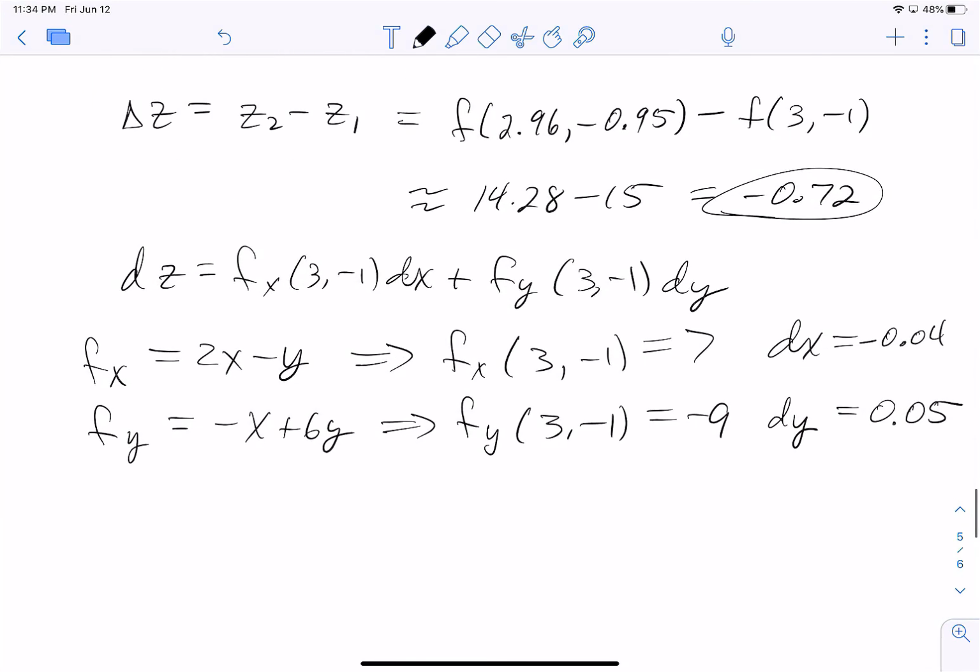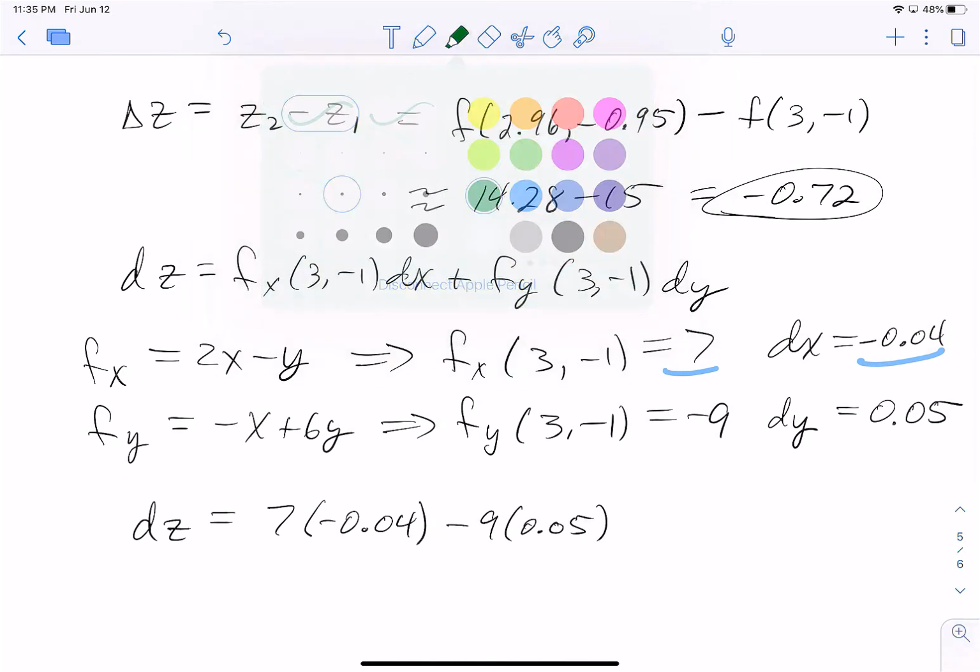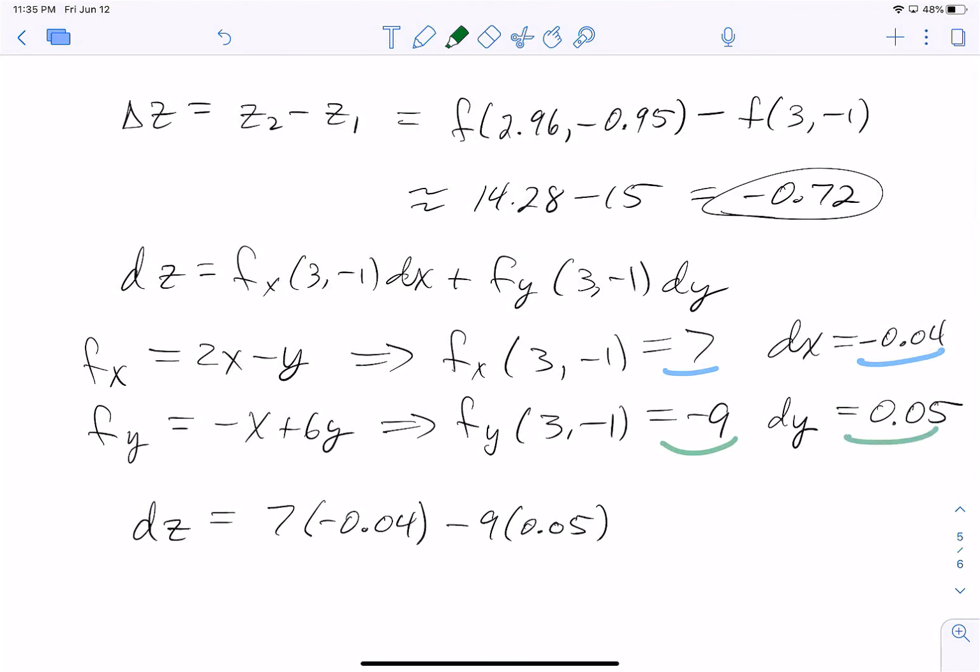Putting this together, dz is equal to 7 times -0.04, that's fx times dx, minus 9 times 0.05, and that's, of course, fy times dy. The arithmetic on this is that this is -0.73. We were to compare the two. Delta z is -0.072, dz is -0.73. They're pretty close as expected.